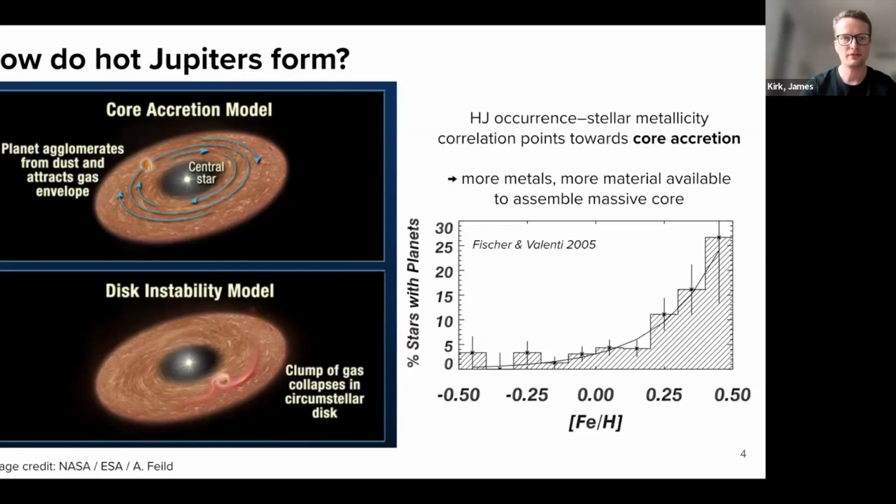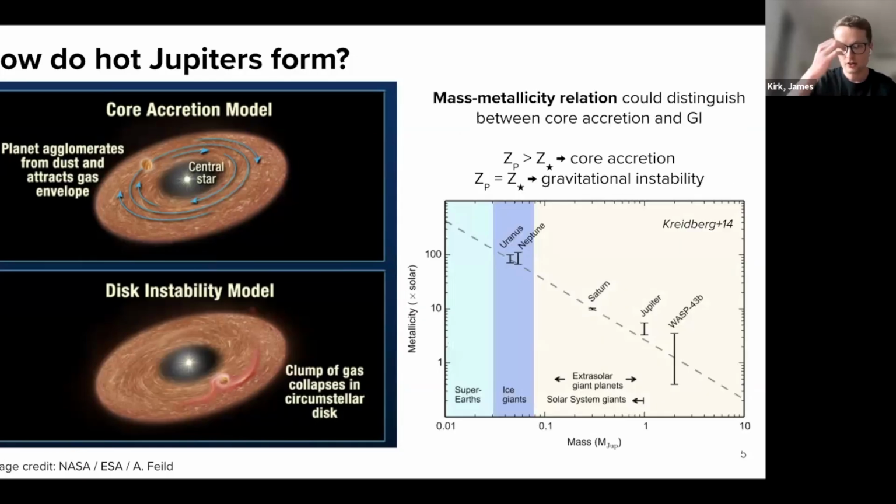But we'd also like another method to distinguish between these two scenarios, and that could come via the measurement of a mass-metallicity relation. So this plot here on the right-hand side shows the metallicity of the solar system's giant planets against their masses on the x-axis, along with the hot Jupiter WASP-43b that was measured back in 2014 by Laura Kreidberg et al. using the Hubble Space Telescope.